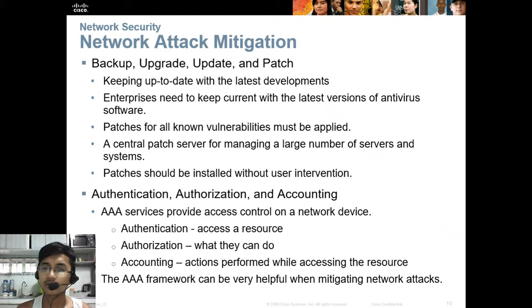Authentication, authorization, and accounting. AAA services provide access control on network devices. Authentication: who can access a resource. Authorization: what they can do. Accounting: actions performed while accessing the resource. The AAA framework can be very helpful for mitigating network attacks. So these are some of the preventions that can help us avoid network attacks.